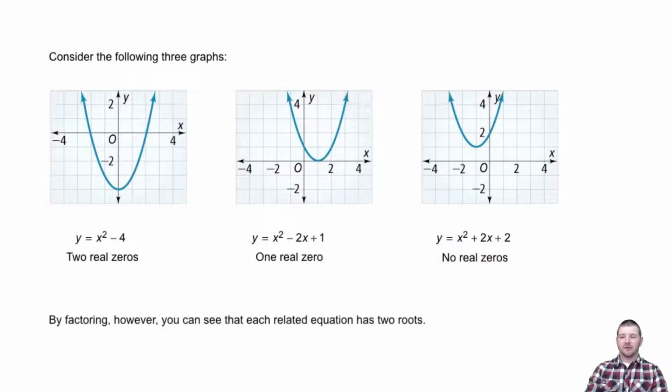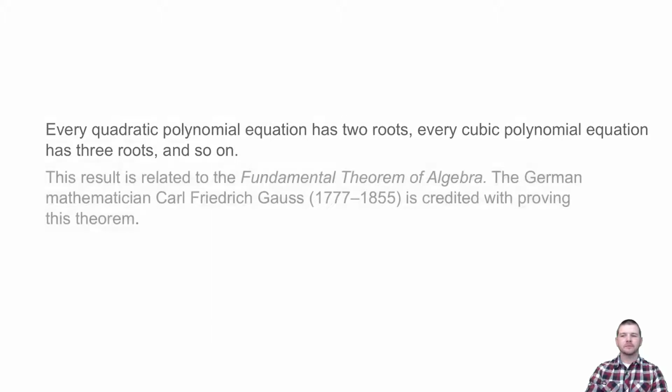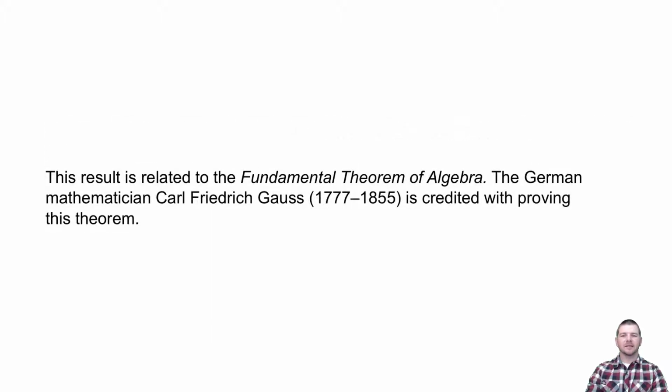By factoring, however, you can see that each related equation has two roots, regardless of the number of real zeros. Every quadratic polynomial equation has two roots. Every cubic polynomial equation has three roots, and so on. This result is related to the fundamental theorem of algebra. The German mathematician Carl Friedrich Gauss, who lived from 1777 until 1855, is credited with proving this theorem.